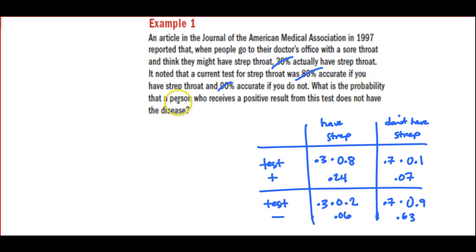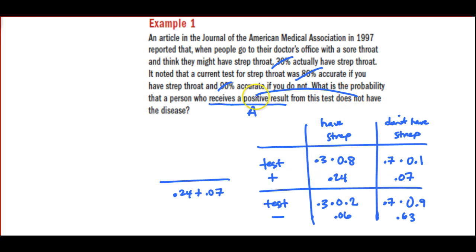What is the probability that a person who receives a positive result, that's event A, that's going to be our denominator, does not have the disease? So a positive who is not sick. So that's our intersection. So positive test result, that is this row here. So the bottom of my fraction is going to be 0.24 and 0.07. Positive results is those two numbers.